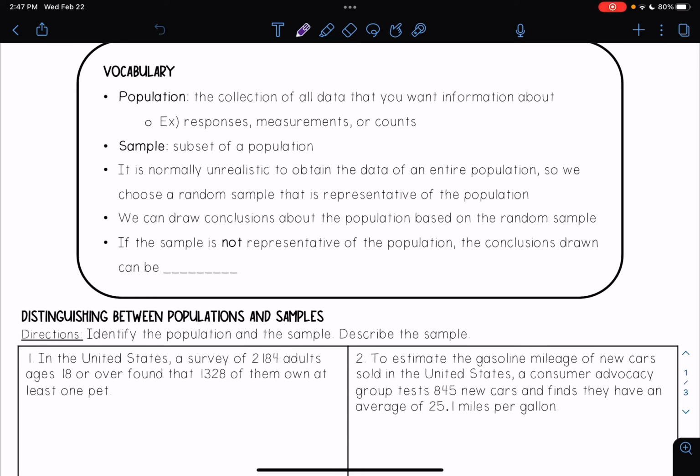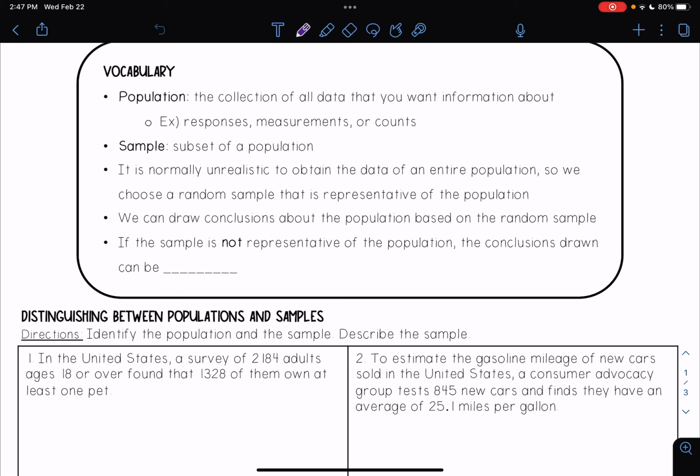So for instance, looking at that high school problem, it can be unreasonable to get responses from every single high school student in America. So we may choose a sample that is representative of America, maybe some in every state, and get some data based on that sample.